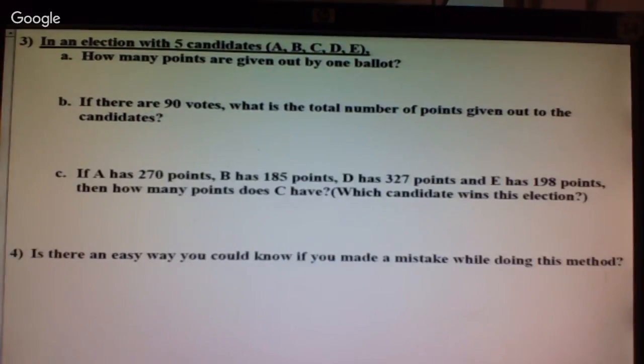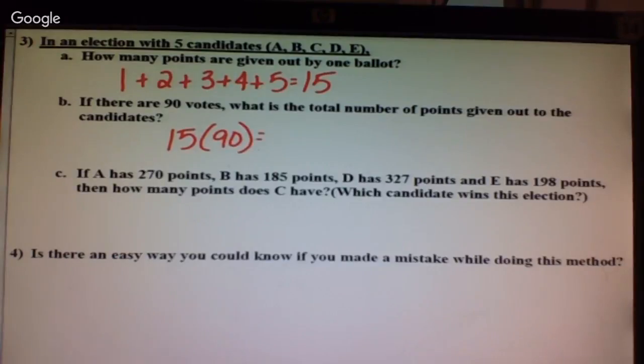Okay. Last one. This time I've added in a 5th candidate. How many points is one ballot with 5 candidates? 15. Again, we start at 1 and we add up to 5 because I've got 5 candidates. There are 15 points given out by one ballot. I have 90 votes. How many total points are available? I don't know how to add. Multiply.